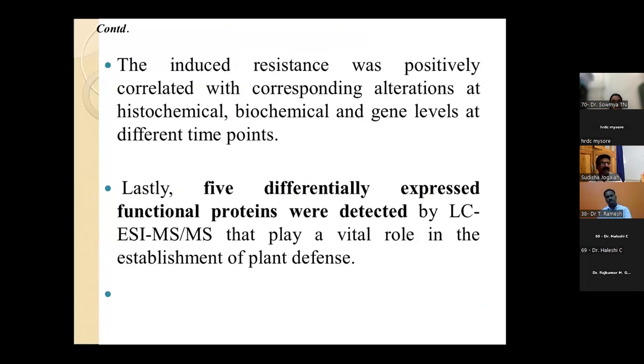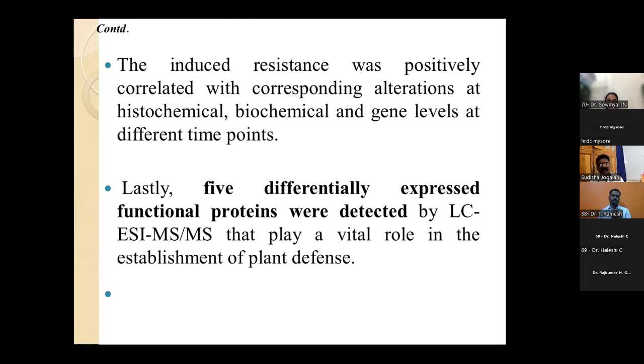And this induced resistance is also very well correlated with the corresponding alterations at all three levels. That is the innate system. Pathogen attack at the cellular level, yes, tested. We know it will be suppressed by triggering some cellular defense mechanism. We call it the first line of defense mechanism. We observed lignin, very good deposition. Callose, we observed H2O2. These are the major biomarkers at the cellular level. They will trigger in the host plant and suppress the pathogen.